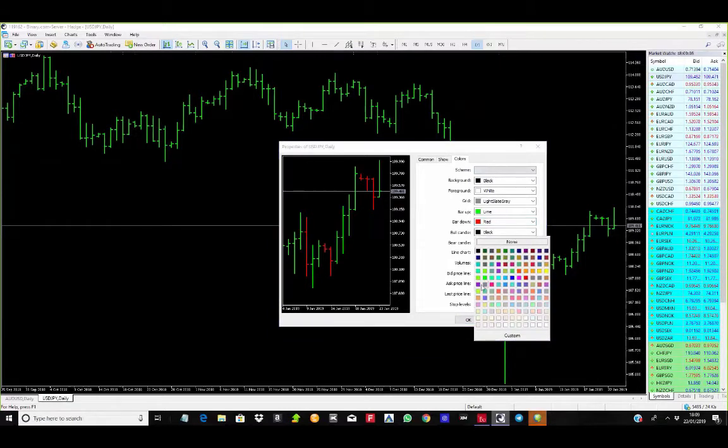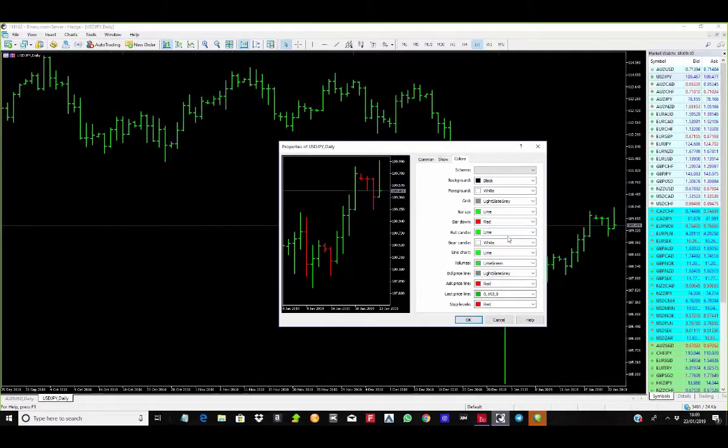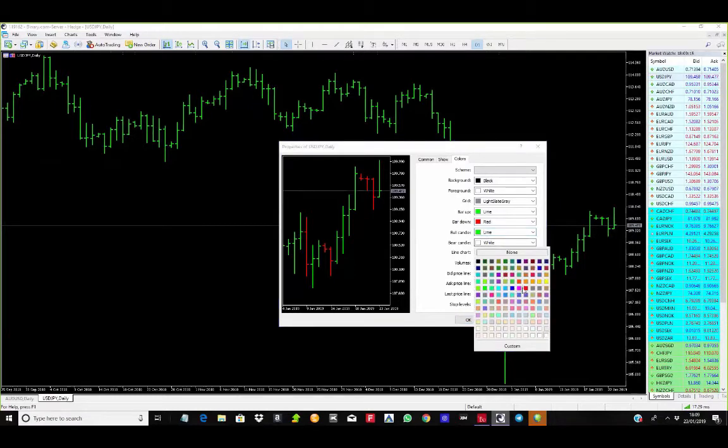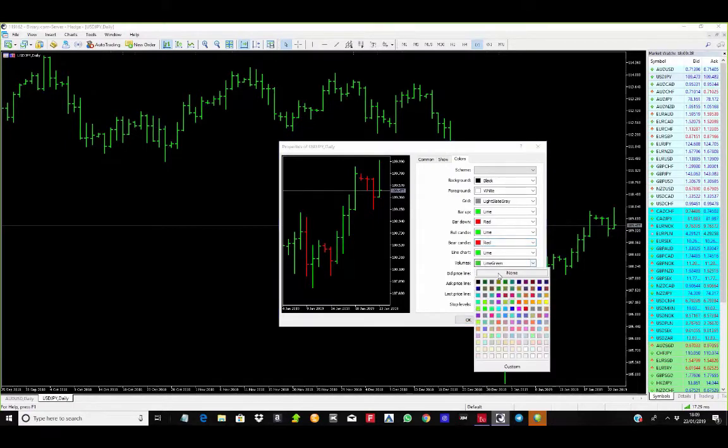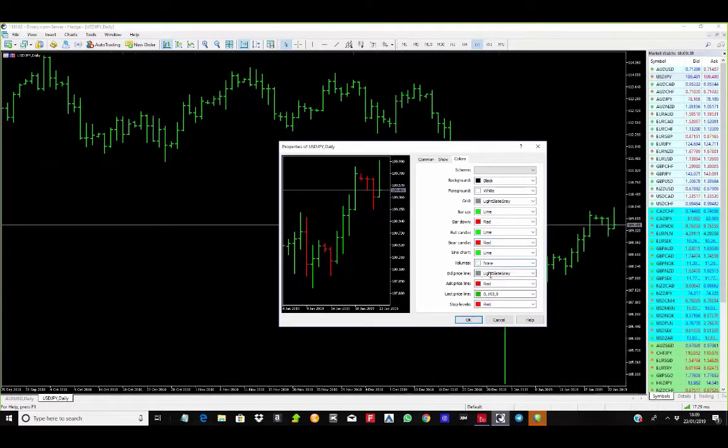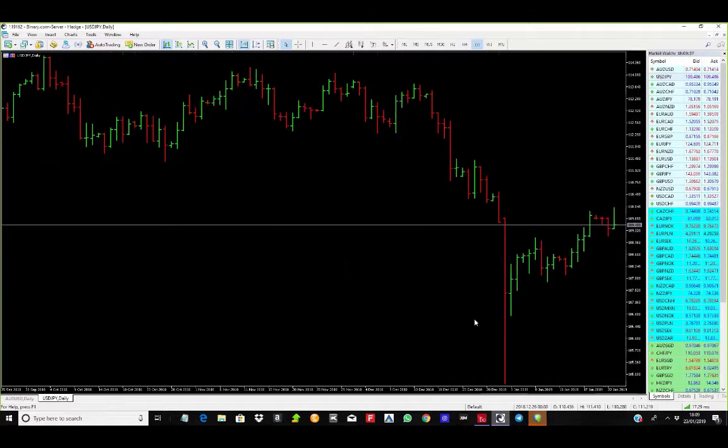A bull candle, which of course is a positive candle for the market, I'm going to put as lime. And then from here, I'm going to go down to bear candle, and we'll do that as red. And here we've got volumes, which we don't really need to have on the chart. I'm going to put none for volumes. Bid price is fine to have in grey. Ask price, we can have that in red. Yeah, that all looks good now.